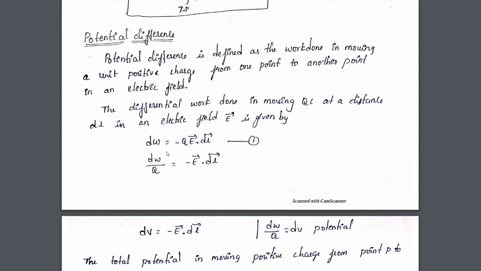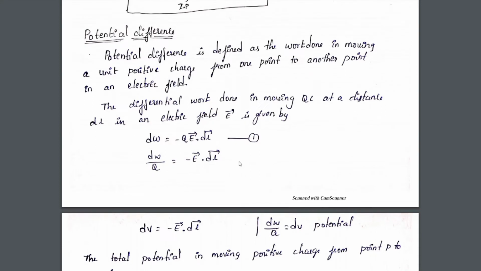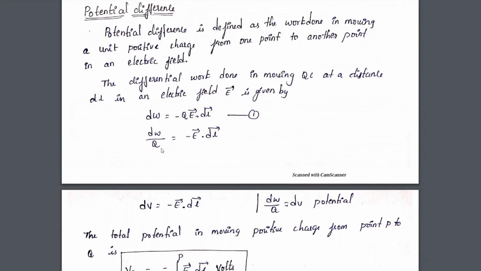dW is minus Q E dot dl. That equation you can consider here, differential work done, and bring that Q to left side. So if you shift that Q of equation 1 to left side, it becomes dW by Q. So this work done by charge is nothing but potential. So W by Q is always equal to V. If it is dW by Q, it will be equal to dV. So the LHS part dW by Q results in differential potential, that is dV, and RHS will be minus E dot dl.